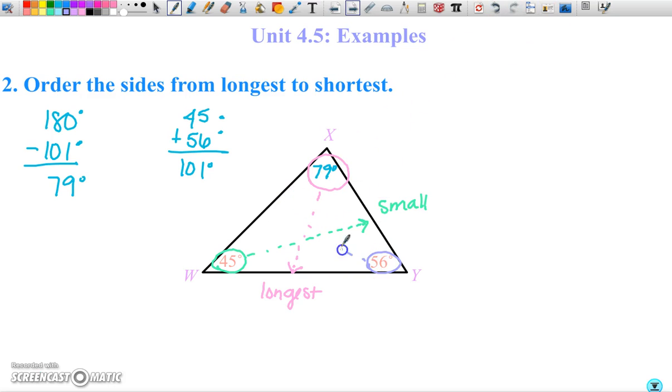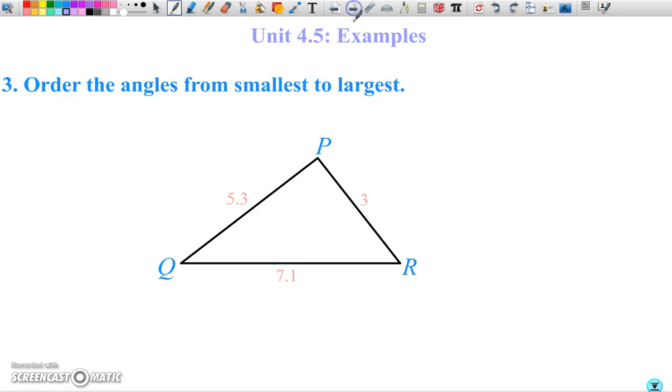I should probably dot that so you know it's not part of the triangle. And this one would be our medium, our in-between. So if we're doing longest to shortest, our longest side would be WY. Our in-between would be WX, and then our last one is XY. Okay? All right, so our next example, order the angles from smallest to largest.